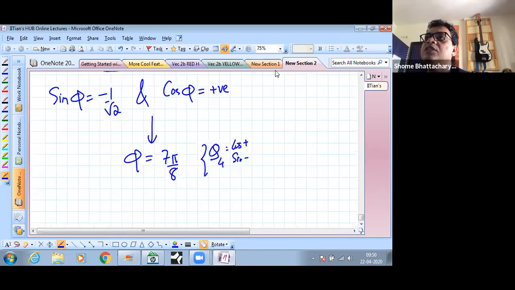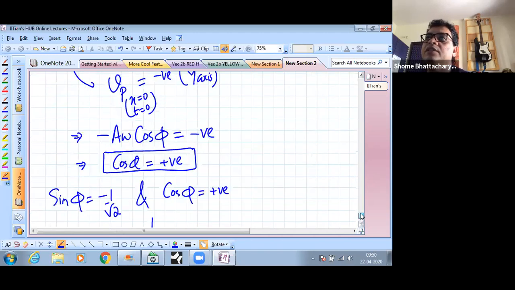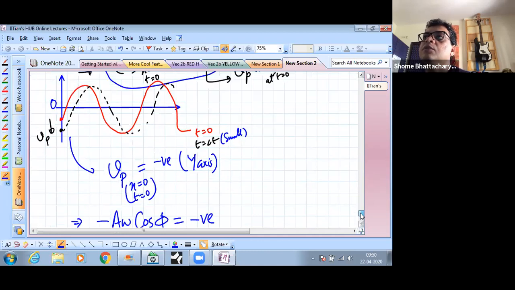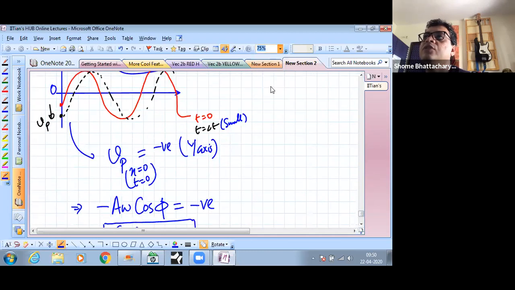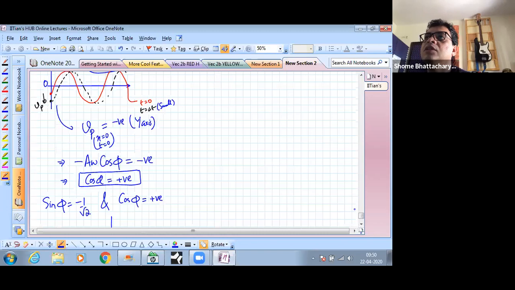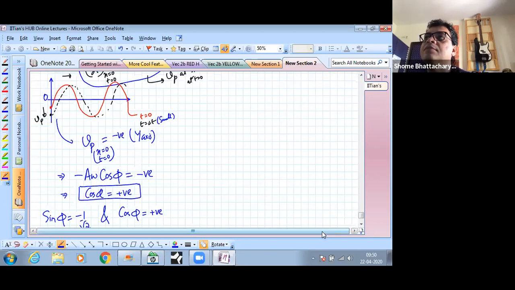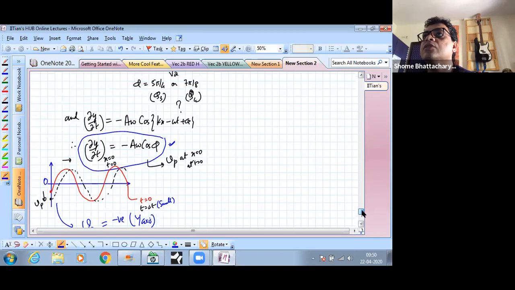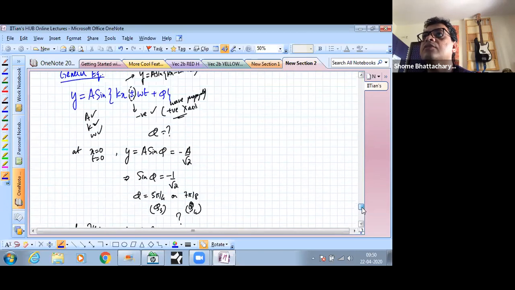Actually, there are a number of such things in SHM also. If you do revision of SHM, you will come across situations where you have to do very careful analysis of phase angles. Only there it is the phase with respect to time. Here it is the analysis of y as a function of x and t both. Okay, so I'll just take you through the full steps of the phase constant, which actually started from here.